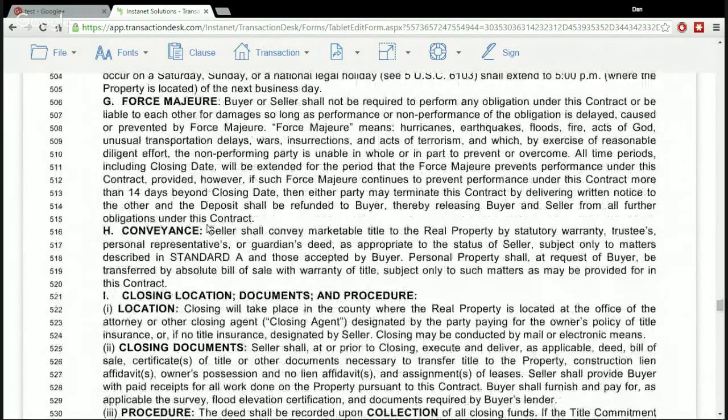So, conveyance. Seller shall convey marketable title to the real property by either statutory warranty, a trustee's, personal representative's, or a guardian's deed as appropriate to the status of seller, subject only to matters described in Standard A. So, subject only to those title standards that were in Standard A. So this is just saying that the seller is going to convey that marketable title by way of statutory warranty deed to the buyer. So they're going to sign over a deed of sale.